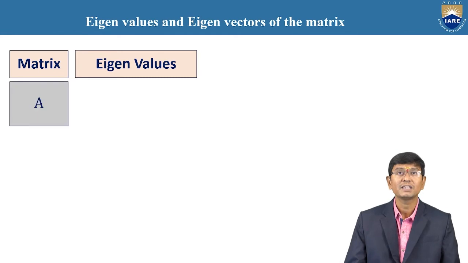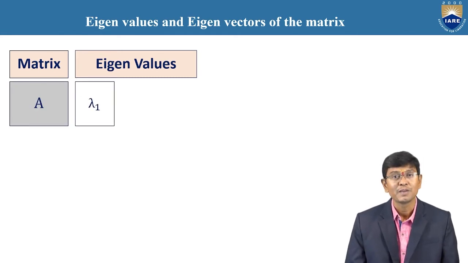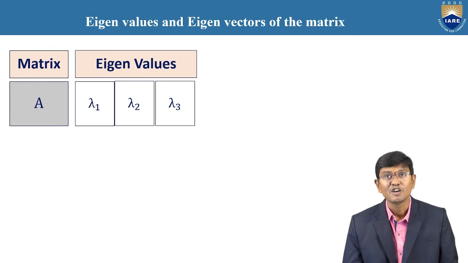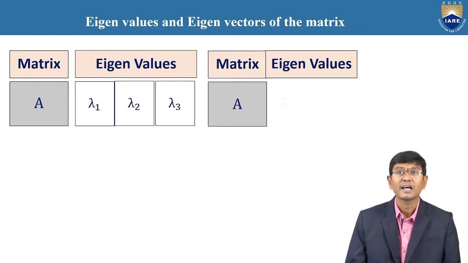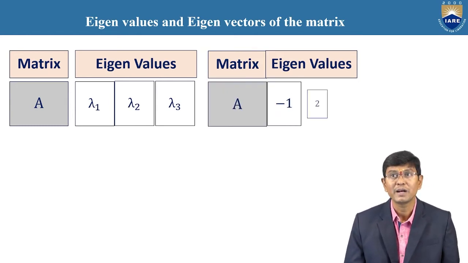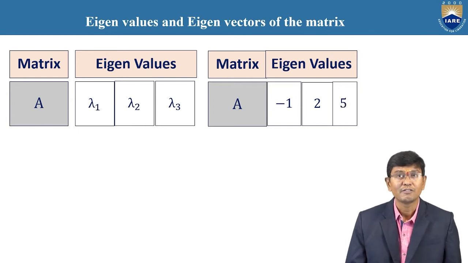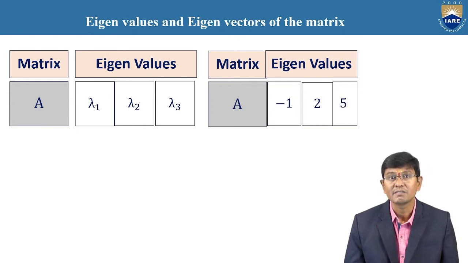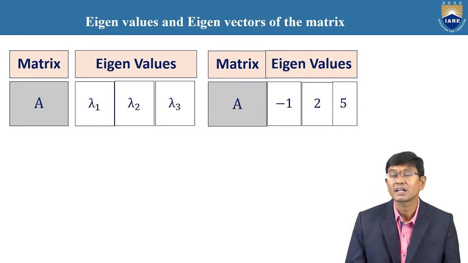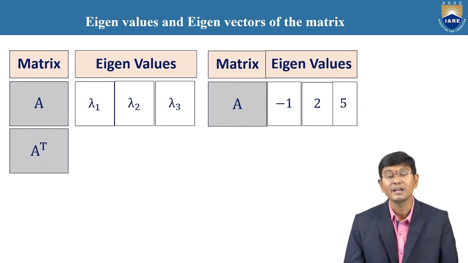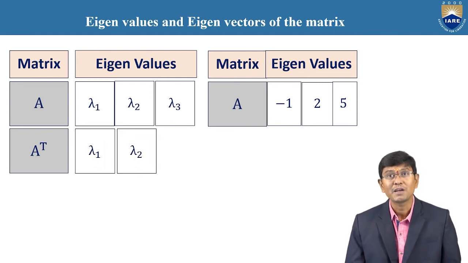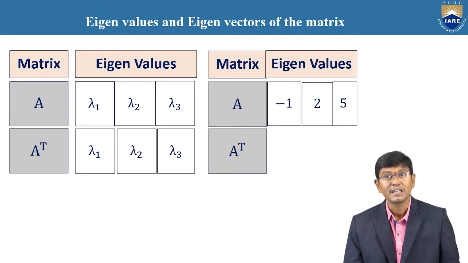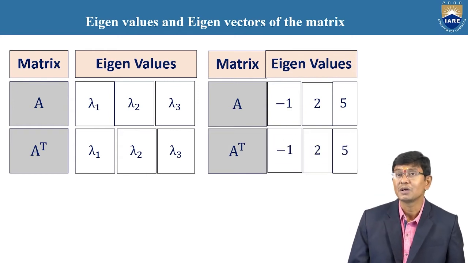And further, we need to understand some of the properties of the matrix, including the eigenvalues. For example, the given matrix is A, and the eigenvalues of the given matrix are lambda 1, lambda 2, lambda 3. Therefore, the eigenvalues of A are, for example, minus 1 comma 2 comma 5. That means the given matrix is a 3 by 3 matrix and the eigenvalues are minus 1 comma 2 comma 5. And based upon the properties, the eigenvalues of A transpose are also lambda 1, lambda 2, lambda 3. That is, for A transpose they are minus 1 comma 2 comma 5.